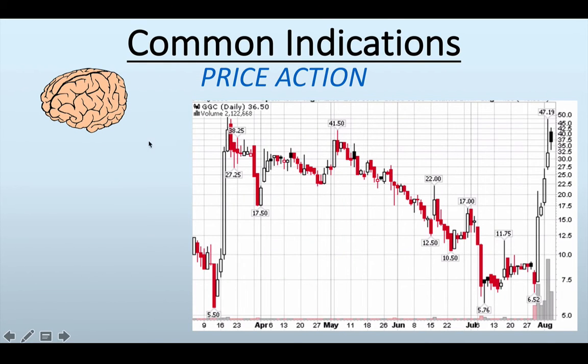Sorry, I'm skipping around this PowerPoint like a hopscotch. My bad. Why the heck is there a brain here, and what's it have to do with price action? Look at this chart, guys. You have a support level set here. So you have about 5.50 as its low. You have somewhere around there to have the nice support for this certain graph.